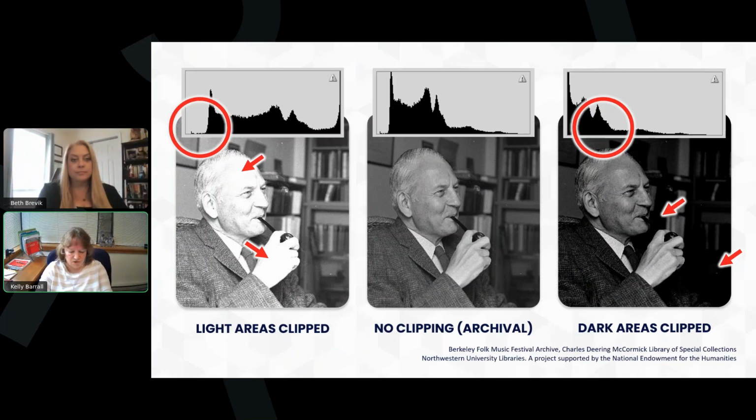The pictures here on the slides are pulled from the Berkeley Folk Music Festival archive, which is housed in Northwestern University's library. Above these pictures are histograms, which you can see in Photoshop or most image editing software. Histograms display the tonal curve. The goal when digitizing transmissives is to pull out as much detail as possible from the item.